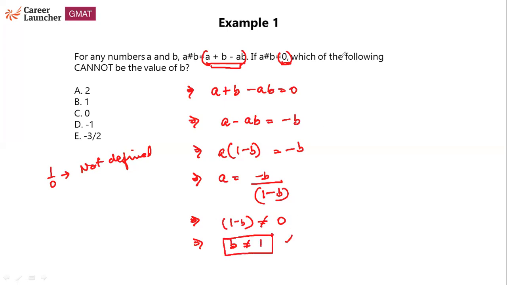Rearranging the terms, which of the following cannot be the value of b? That is option B. Ideally, the question starts from this point. The question starts from this. This was just simplification to the simplest form. Then we have said that the denominator can't be 0. That means b can't be equal to 1. And that was the question.